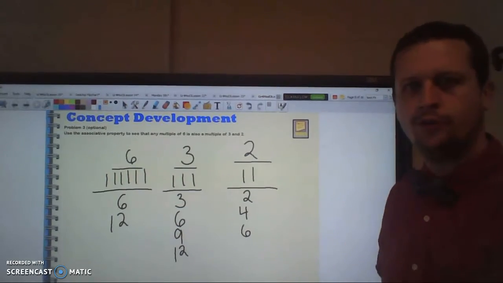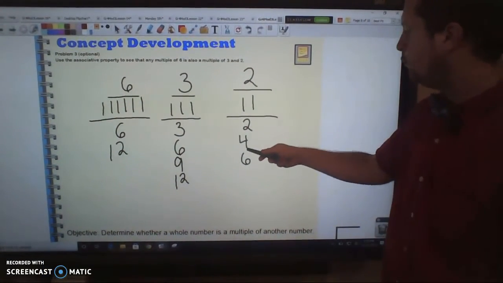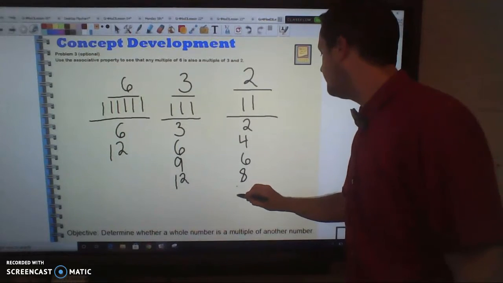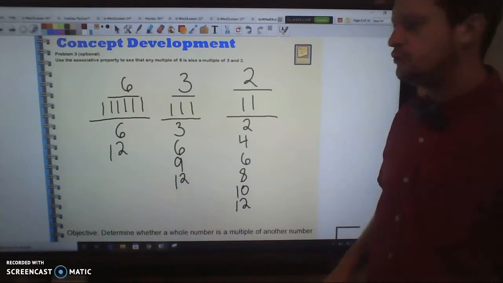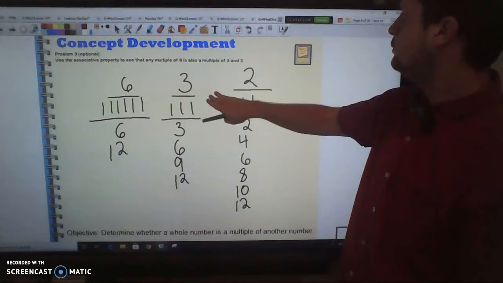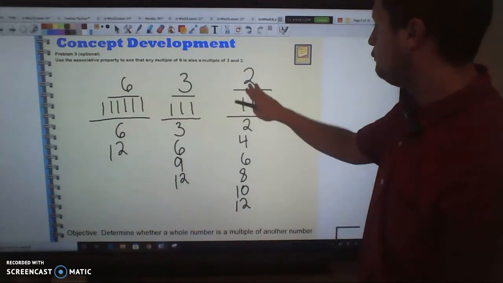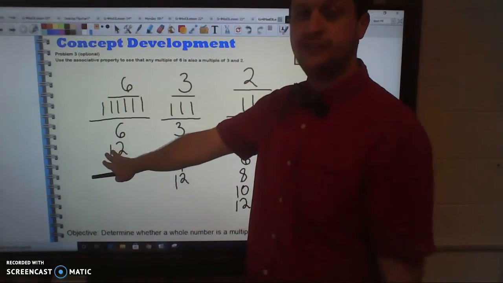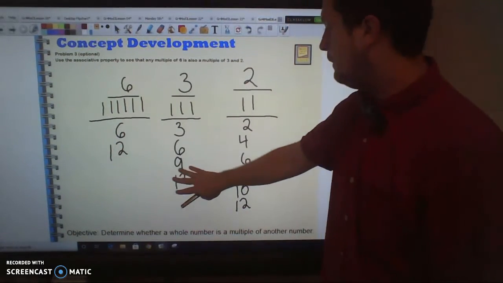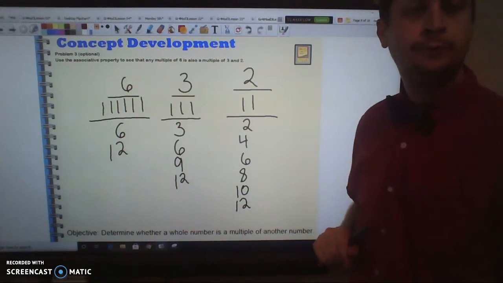Bingo. There we go. There's our 12 again. Okay. Now let's go to 2. I got 2, 4, 6, 8, 10, and 12. So multiples of 6 are also going to be multiples of 2 and 3. Now, my second multiple of 6 was 12. That was my fourth multiple for 3 and my sixth multiple for 2.